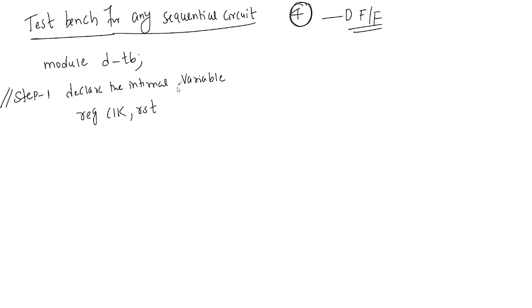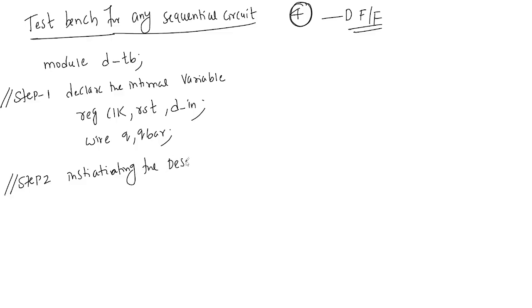What are the inputs for the test bench? Clock, reset, d underscore in. And what are the outputs for the test bench? You need to declare them with wire data type. This is q and q bar. Okay, so this is step one: you need to declare the internal variables. And step two, you need to instantiate the design in the test bench.